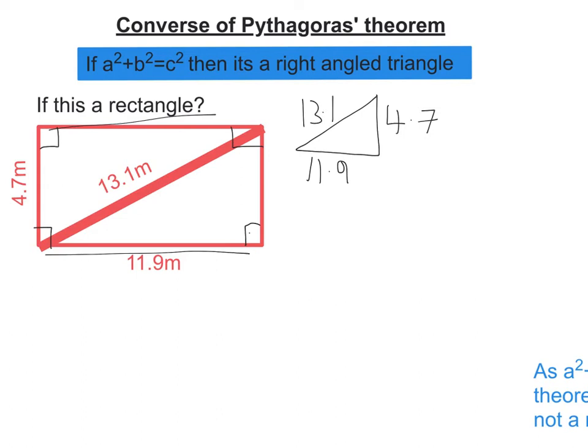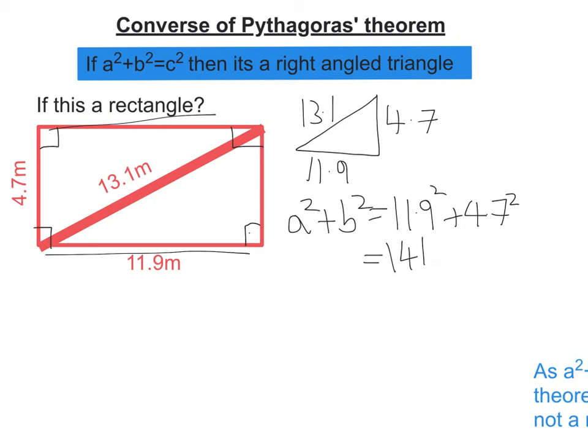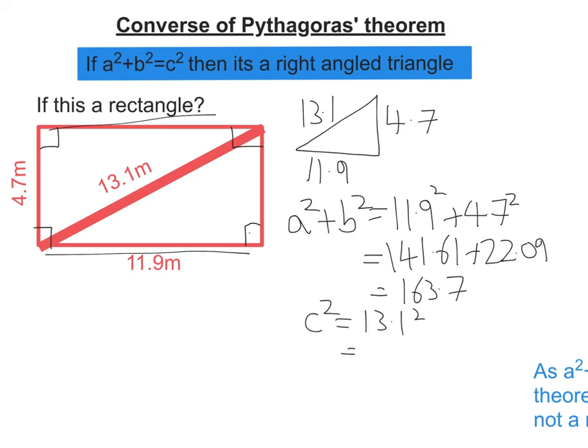So as before, take the two short sides, a squared plus b squared, see what that is. So we've got 11.9 squared plus 4.7 squared. So square those, we're going to get 141.61 plus 22.09. Add those together, we're going to get 163.7. Let's then take the longest side, 13.1, and square that. And we're going to get c squared is equal to 171.61. So as you can see, a squared plus b squared does not equal c squared.